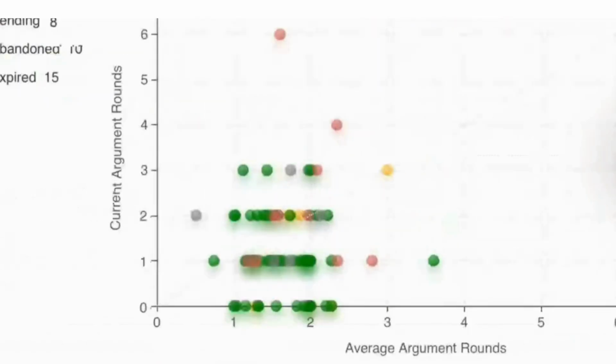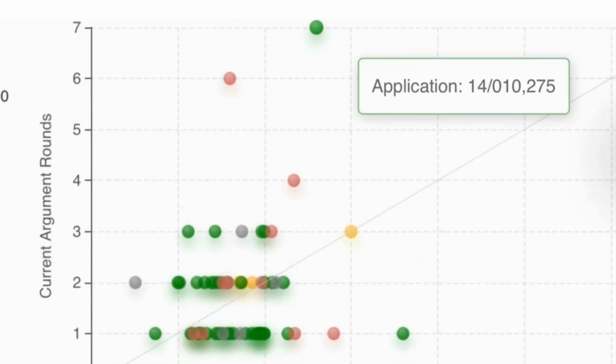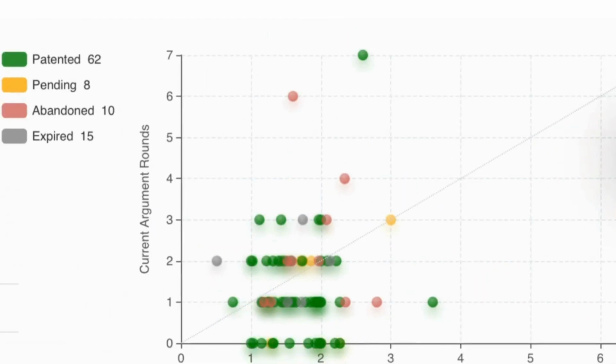So when you look at this graph, you see there's an examiner. If I look at this dot up here, we're on our 7th round of argument. It took 7 rounds of argument to get the case allowed. And the examiner only averaged, looks like about 2.6 rounds. So it took far longer than would be normal, right?